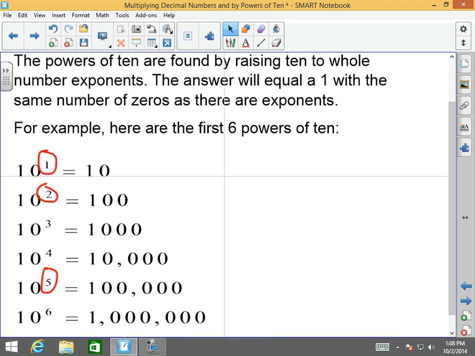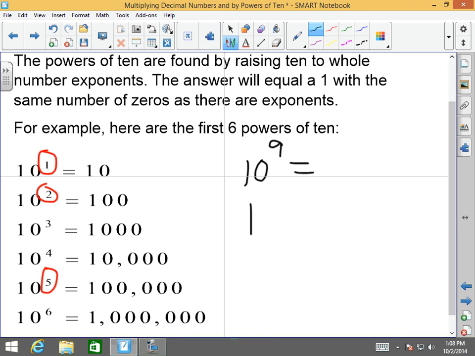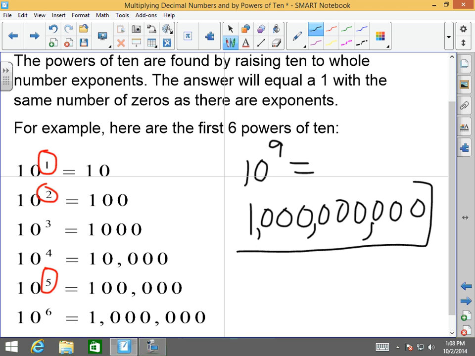Please don't fall into the trap of multiplying 10 times 10 times 10 times 10 times 10 to find a power of 10. Simply write down the 1 and put the same number of zeros behind that 1 that is equal to the exponent. So just out of curiosity, if I gave you something ridiculous like 10 to the ninth, don't multiply 10 times itself 9 times. That's just a waste of your time. This is going to simply equal a 1, and very good, 1, 2, 3, 4, 5, 6, 7, 8, 9 zeros. 1, 2, 3, comma, 1, 2, 3, comma, 1, 2, 3, comma. That, my friends, is 1 billion.